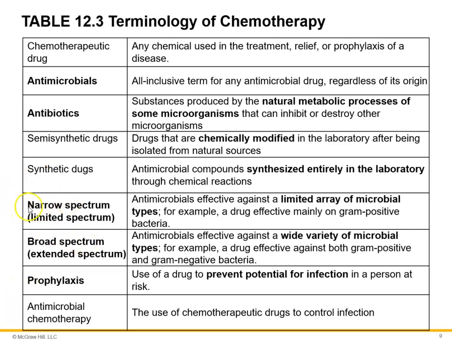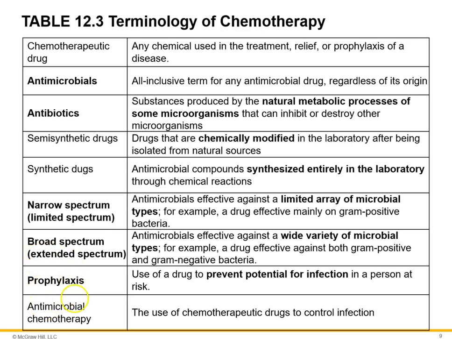I want you to be familiar with the difference between narrow spectrum and broad spectrum antimicrobials. Narrow spectrum antimicrobials are going to be effective against a very limited array of microbes. So you may have a drug that only targets gram-positive bacteria. That would be narrow spectrum. Broad spectrum is going to be an antimicrobial that's effective against a wide variety of microbes. So you could have a drug, for example, effective against gram-positive and gram-negative bacteria. That would be an example of a broad spectrum antimicrobial.